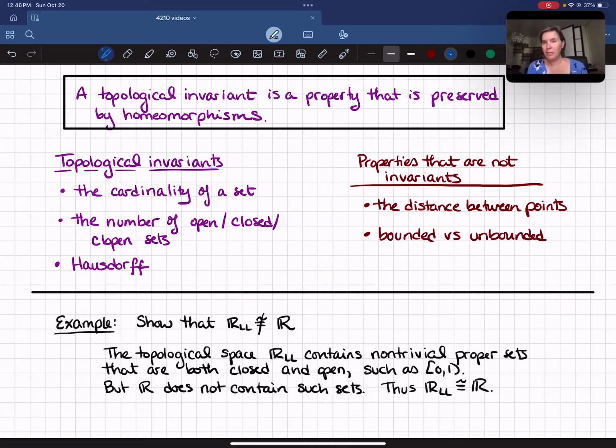Another property that we learned early on this semester is the property of being Hausdorff. If two spaces are homeomorphic, if one is Hausdorff, then the other one has to be Hausdorff. So if you have two spaces where one is and one isn't, then you know right away that they're not homeomorphic.